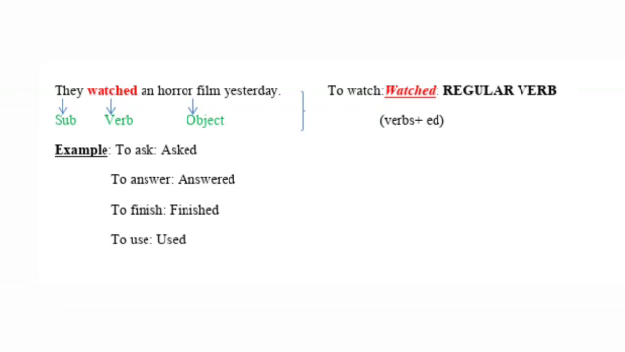What do we mean by regular verbs? It means that we add ed to all the verbs. Look at the examples. To ask becomes asked in the simple past, so we add ed at the end of the verb. To answer becomes answered. To finish becomes finished. To use becomes used.